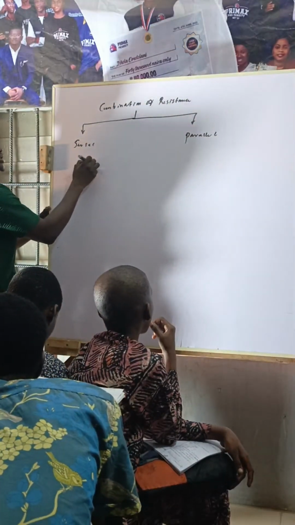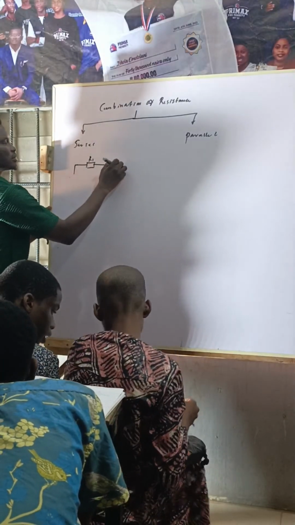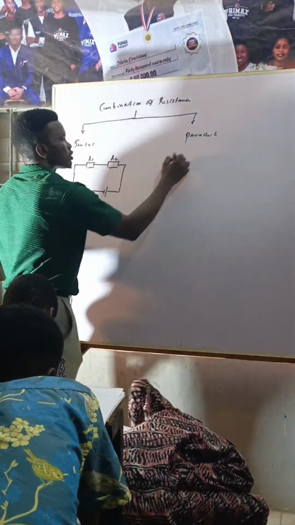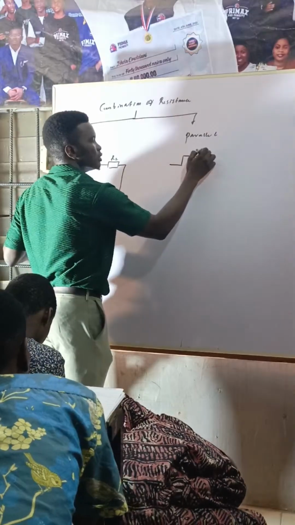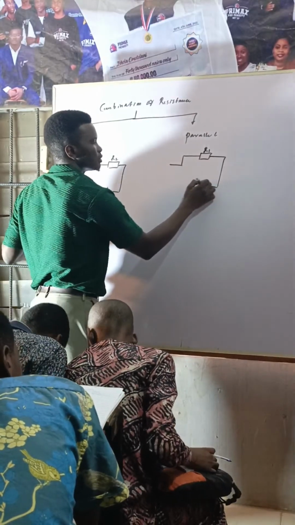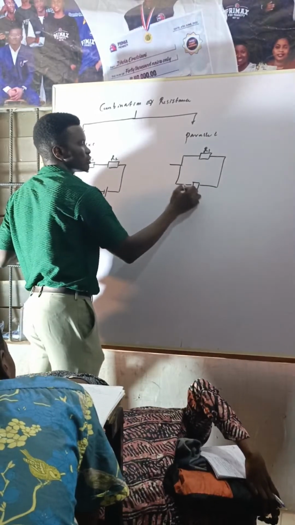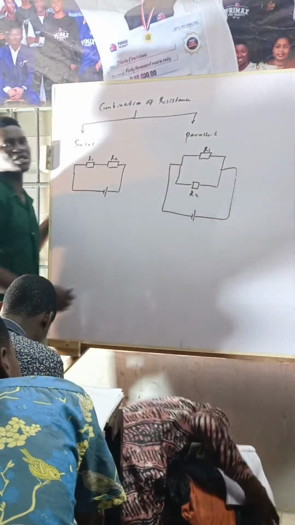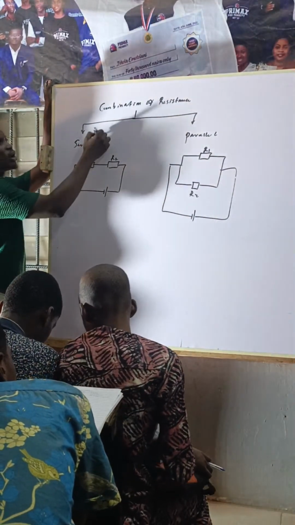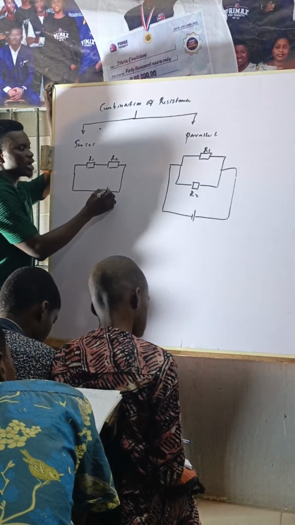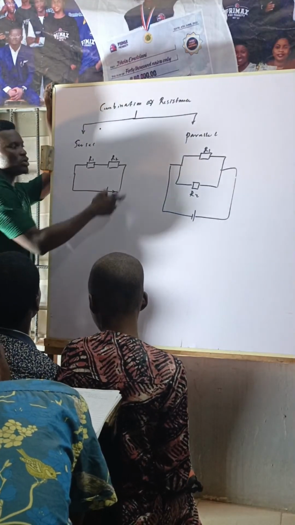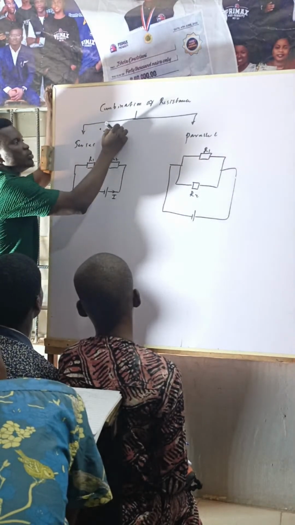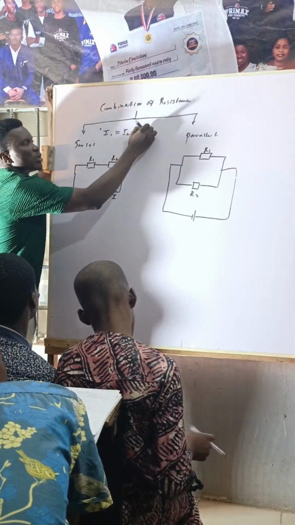When you connect resistors in series, you know what that means. When you connect resistors in parallel, you know what that means. Right? We did it this morning. So you know the difference between series and parallel. Now, if current is flowing through this one, is it different currents that will pass through them? It is the same current. I1 will be equal to I2.